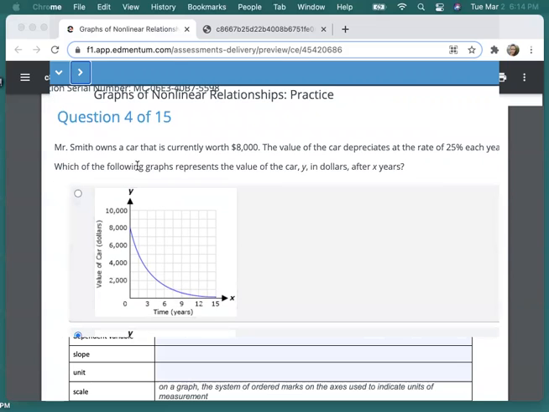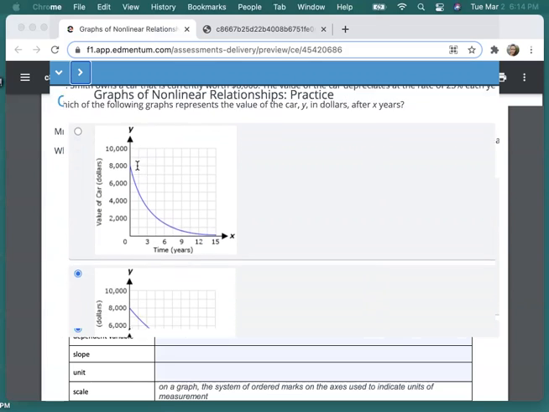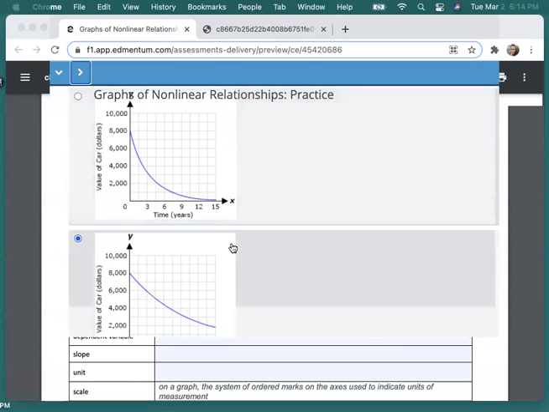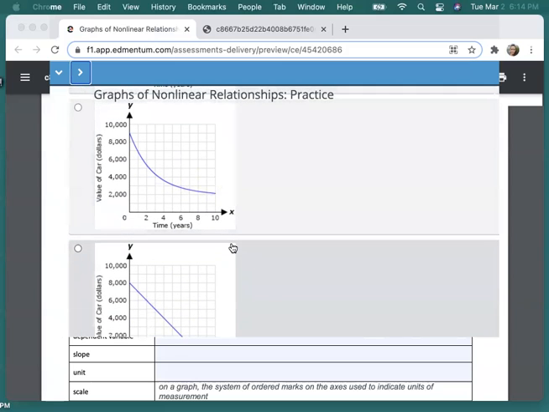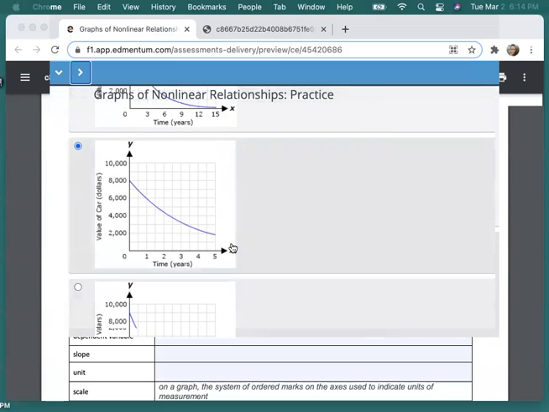Okay, so here is an example. Mr. Smith owns a car that's worth $8,000. It's going to depreciate at a rate of 25% each year. So it's steadily going down at 25%. And they want to know which graph represents that. So you're going to look at, like, after the first year, it's going to be 25% less.